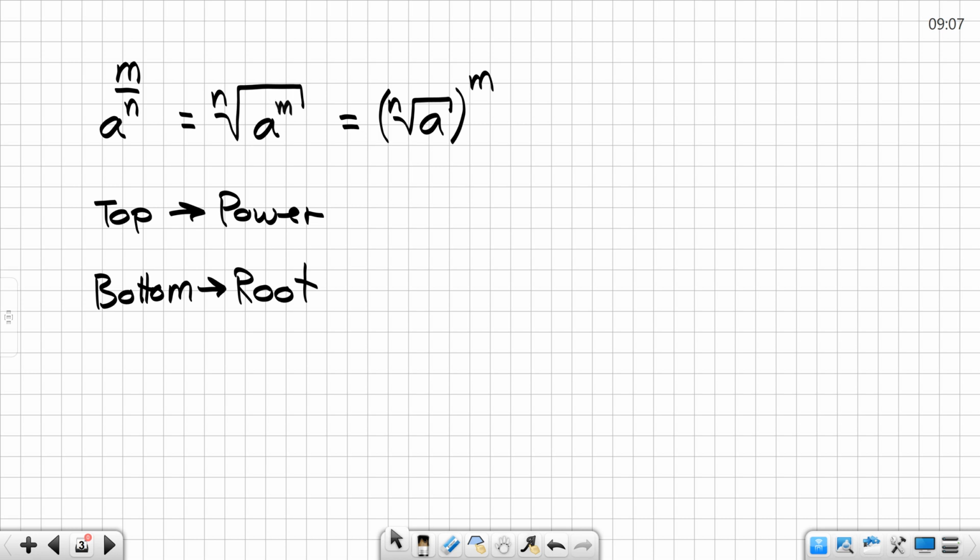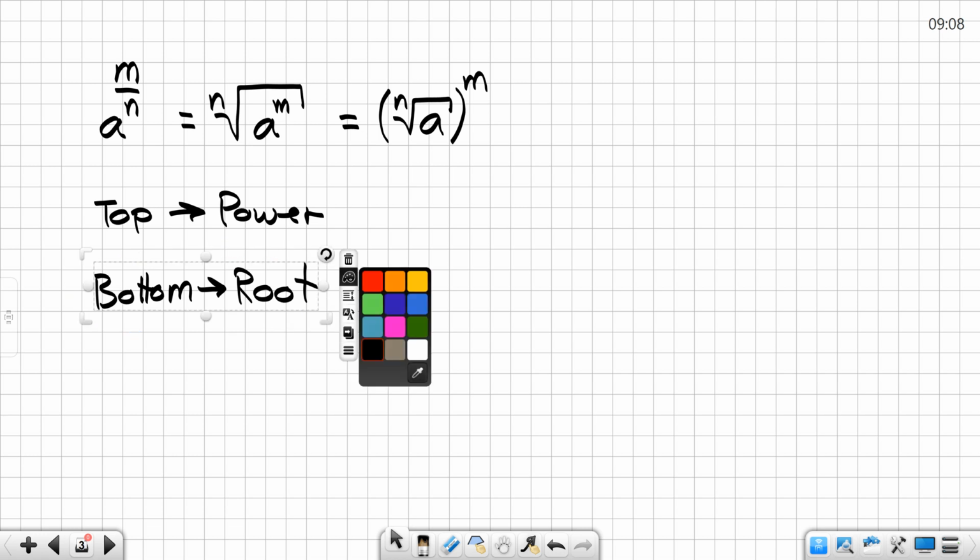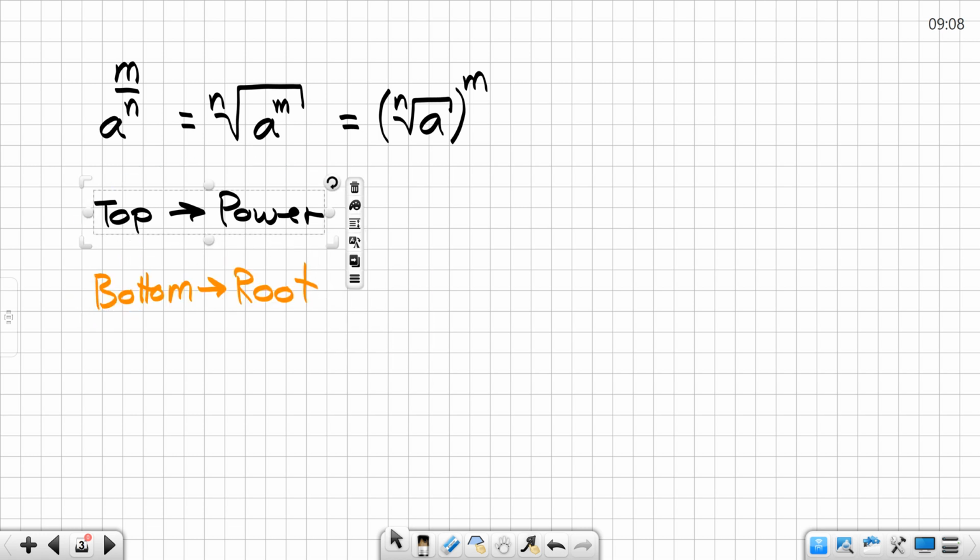First take something and raise it to the m power and then take the nth root out of it, from inside to outside. Or first take the nth root and then raise it to the m power. If you go backwards, just do this. This n on the outside just goes underneath the m if you want to rewrite this. Again, the bottom is the root. The top is the power.